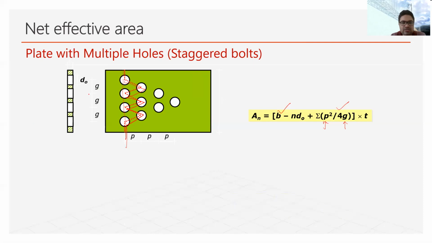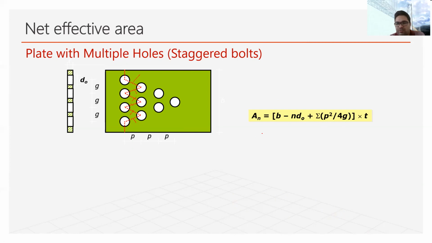So there you can see, this one is the gauge distance. Similarly, this one and this one. So these are the gauge distances and this is the pitch distance. If I try to find out the cross-sectional area along this, how many inclined planes are there? Inclined plane 1, 2, 3, 4, 5, 6. So there are 6 inclined planes.